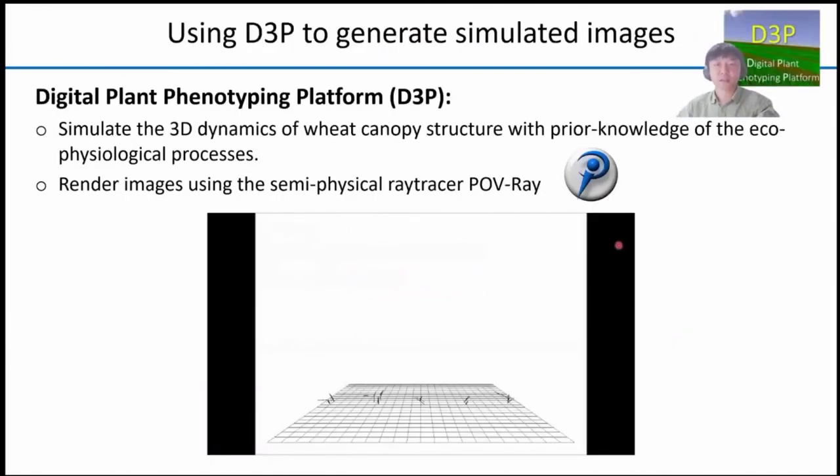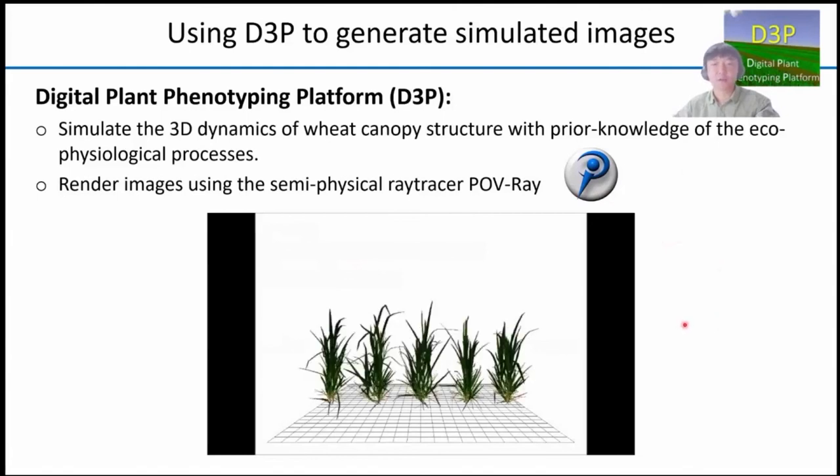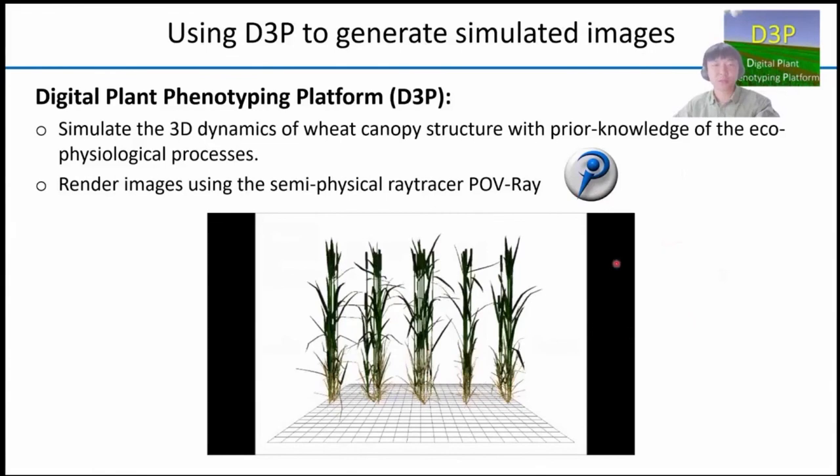Firstly, regarding the first strategy, we used a digital plant phenotyping platform, D3P, that was developed in our previous work. D3P could simulate the three-dimensional dynamics of wheat canopy structure using prior knowledge of the ecophysiological processes. Then we chose a semi-physically based ray tracer to simulate the images for different configurations. Here, the small animation shows the dynamics of a 3D wheat canopy structure simulated by the D3P.